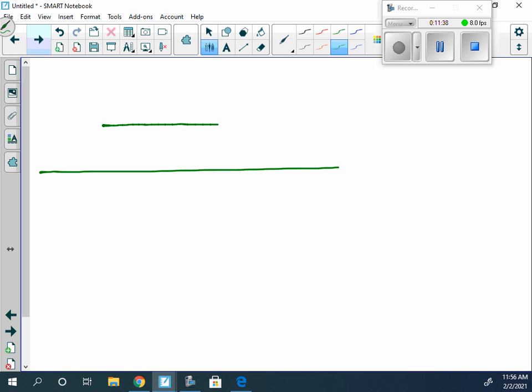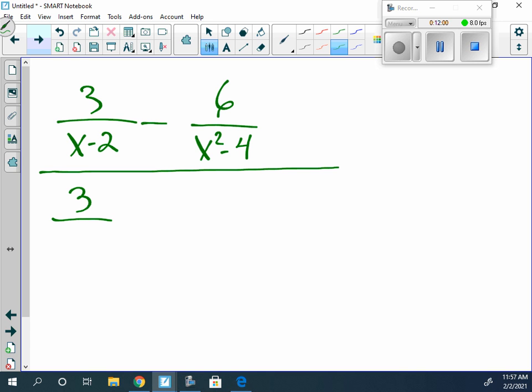Okay. So it's 3 over x minus 2 minus 6 over x squared, take away 4. Okay. It's a lot. X minus 2, take away 6 over x squared minus 4. So that's over 3 over x plus 2 plus 1 over x minus 2. Okay. And the restrictions are -2 and 2.